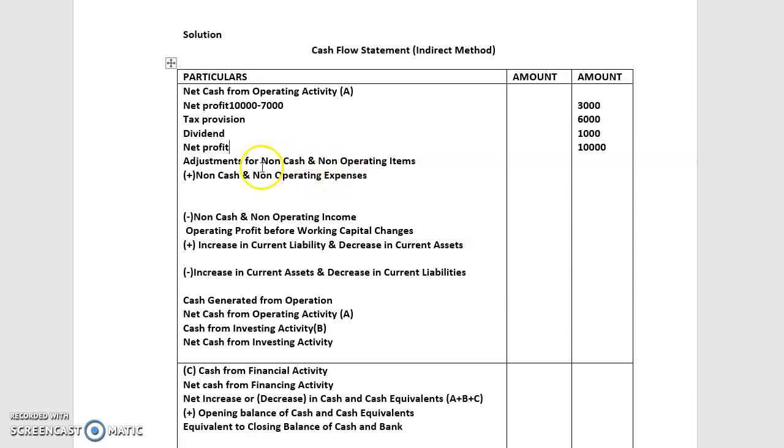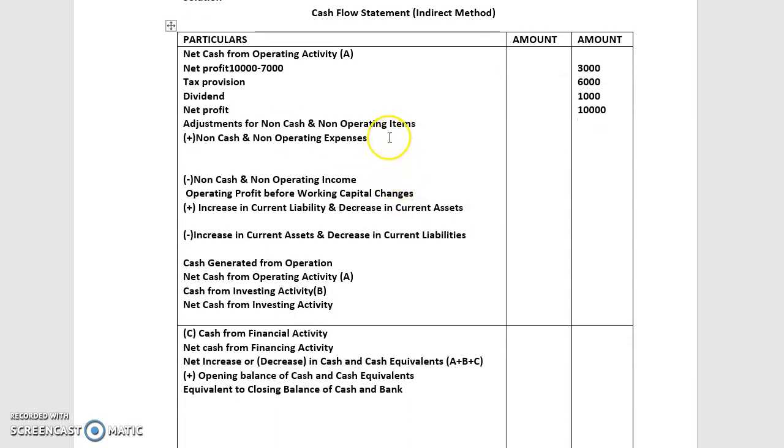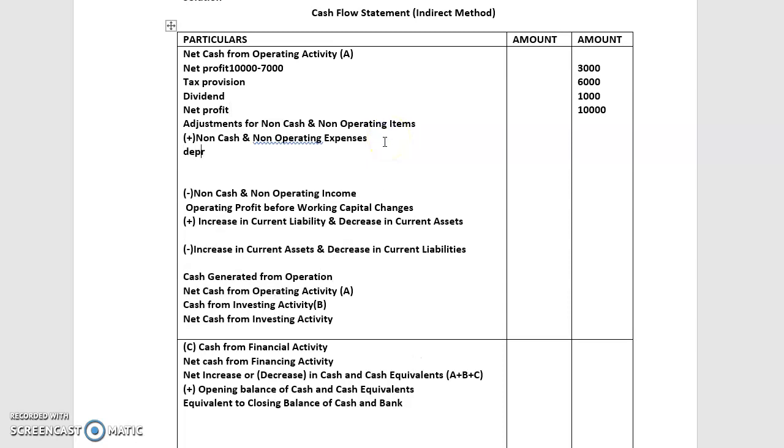Then adjustment for non-cash and non-operating items. First, you need to take non-cash, non-operating expenses. When you take non-cash and non-operating expenses, we have only depreciation, which is given in the problem. You just see the depreciation. Depreciation is 8,000. Only one is there. If you take this, the total will be 10,000 plus 8,000. You will get 18,000.